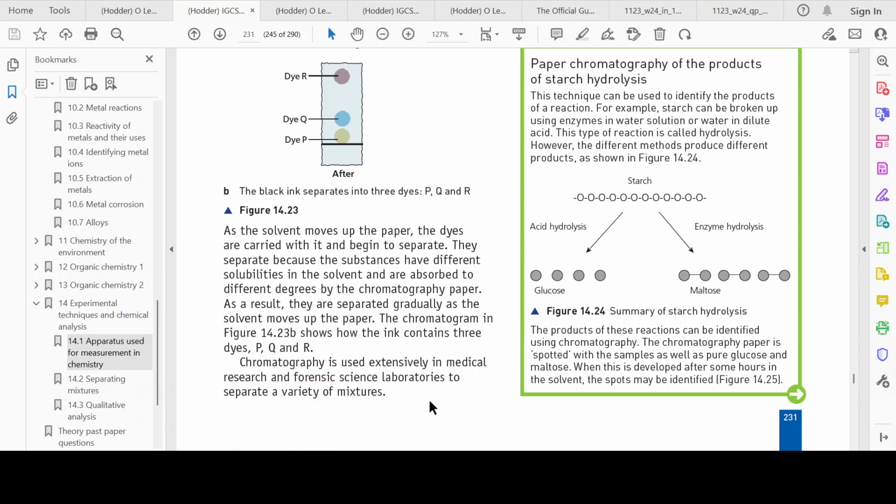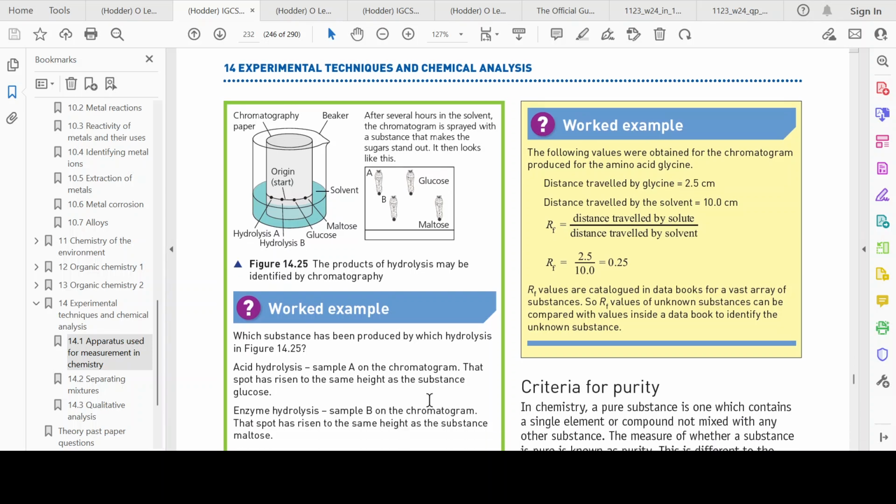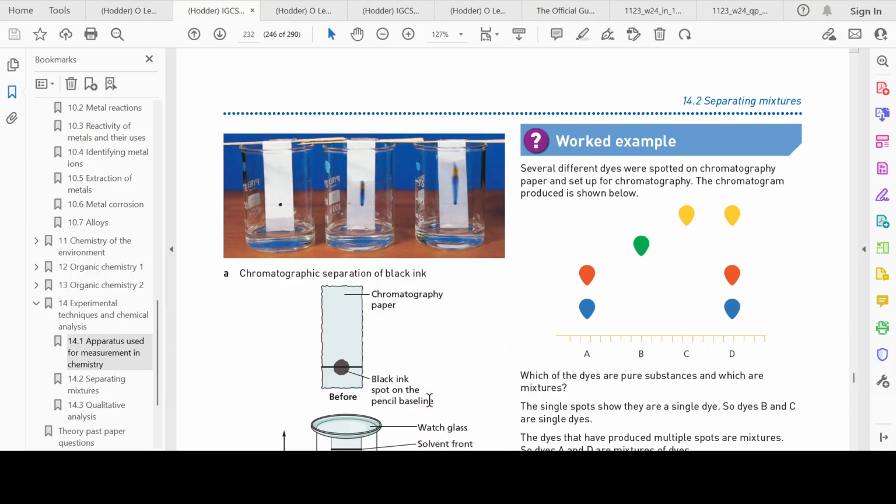Okay, have they given any further detail about chromatography? Yes.